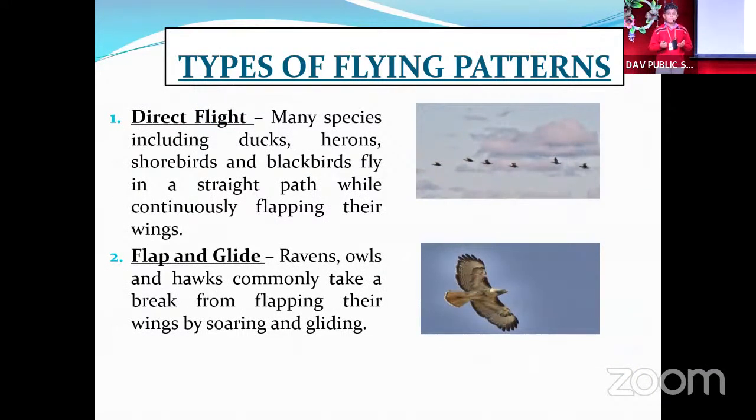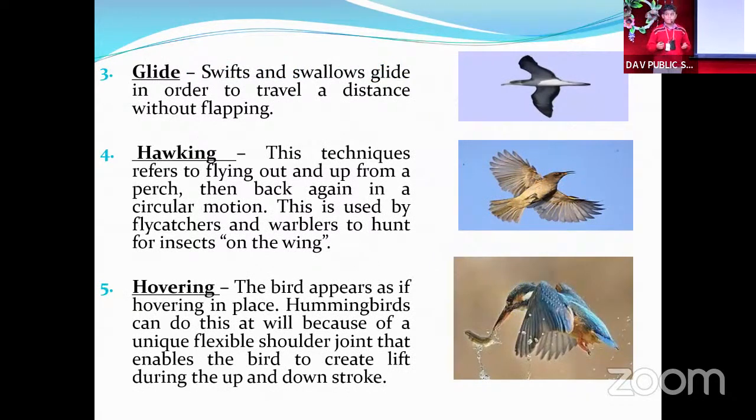Types of flying patterns. There are 10 types of flying patterns. They are, first, direct flight. Many species, including ducks, herons, shorebirds, and blackbirds, fly in a straight and level path while continuously flapping their wings. Second, flap and glide. Ravens, owls, and hawks commonly take a break from flapping their wings by soaring and gliding. Third, glide. Swifts and swallows glide in order to travel a distance without flapping their wings.